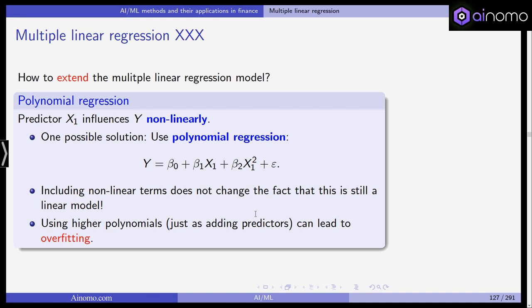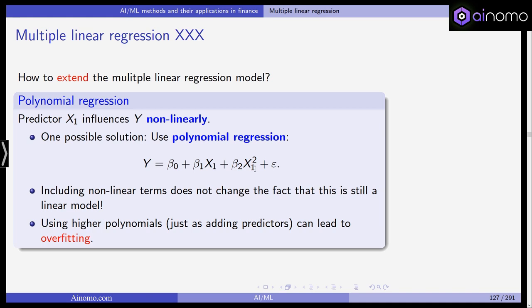Now see that including nonlinear terms such as x1 squared does not change the fact that this is still a linear model. It's still linear in the sense that we have the intercept plus x1 plus x2. We could have also written x1 squared as, let's say, x2 or x3. We could have redefined our variable. We don't need to know that this is actually a nonlinear term of x1. So it's still a linear model. We can use OLS. It doesn't change anything, but it can lead to a better fit.